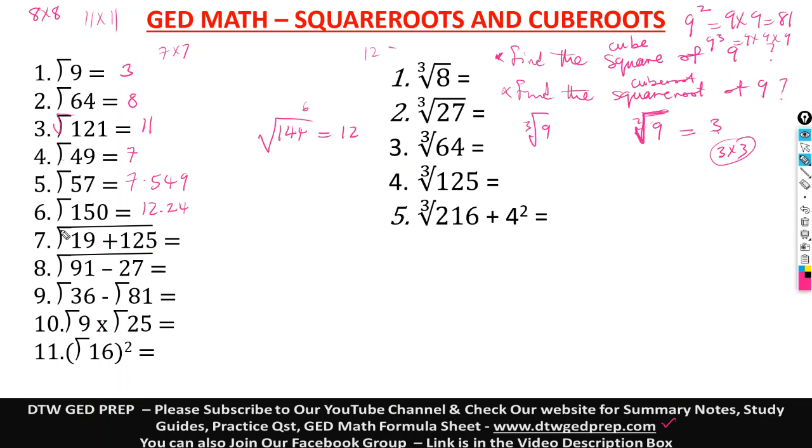Now here we have number 7. It says find the square root of everything added here. So we have 19 plus 125, and that will give us 144, which we have done already. The square root of 144 is 12. Here we have 91 minus 27, that will give us 64. So here, the square root of 64 is what?